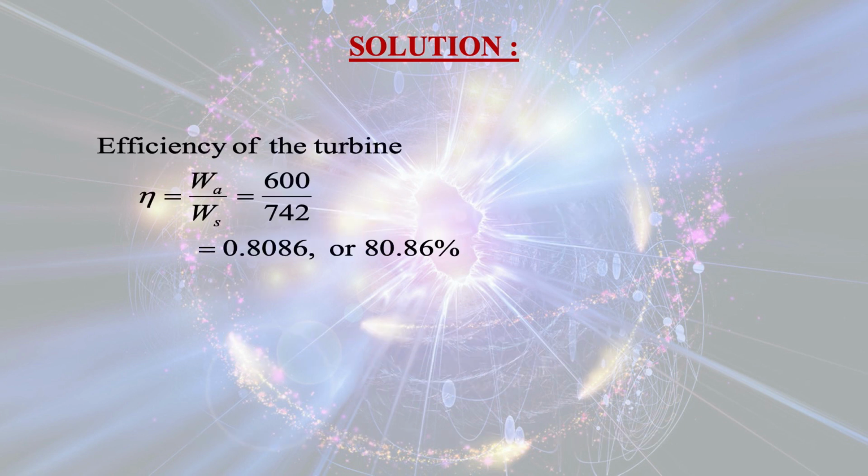So efficiency of the turbine eta is equal to Wa divided by Ws, that is equal to 600 divided by 742, that comes out to be 0.8086, and that is equal to 80.86%.